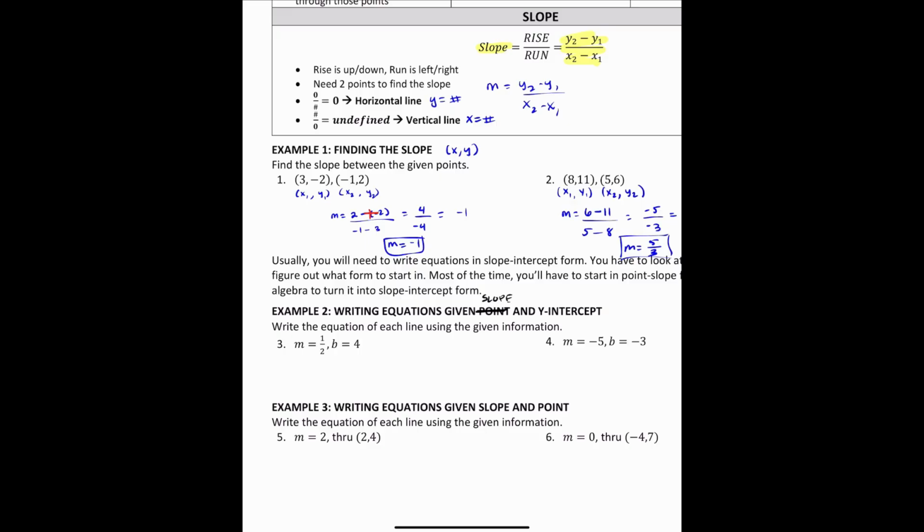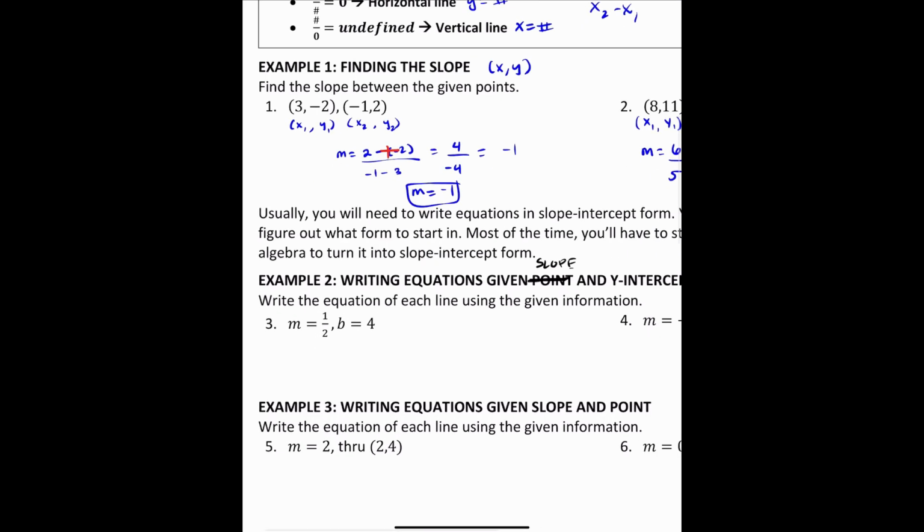So we're going to move on to example number 2. It's asking us to write an equation given a slope and y-intercept. So remember, m is slope and b is the y-intercept, or it's in the form 0, y. So if I'm looking at number 3, we have m equals 1/2 and b is 4. So m, again, the slope is 1/2 and b is 4, so the y-intercept is in the form 0, 4.